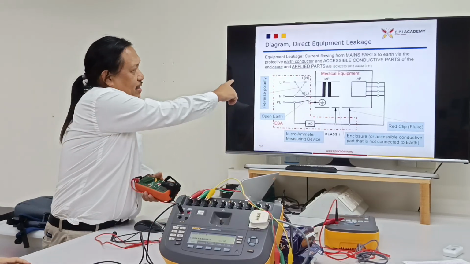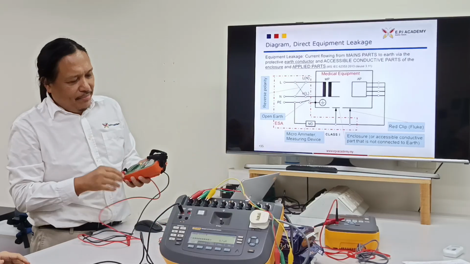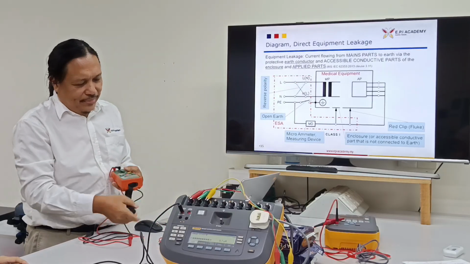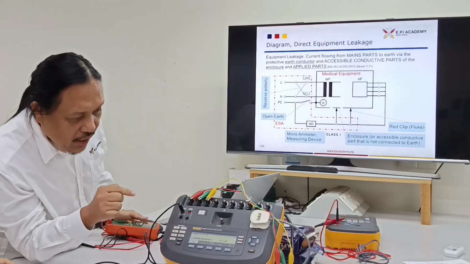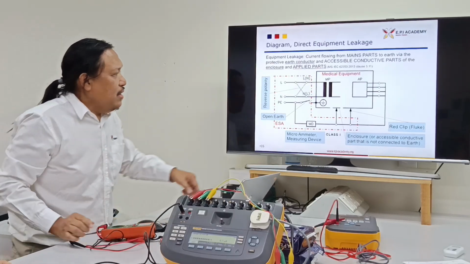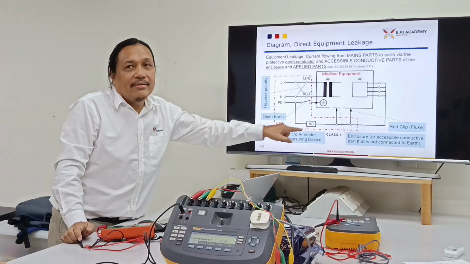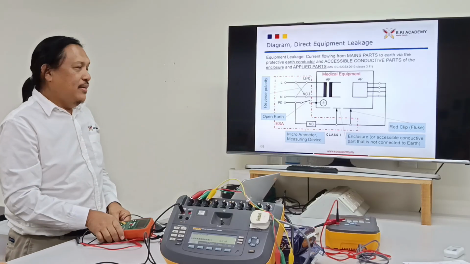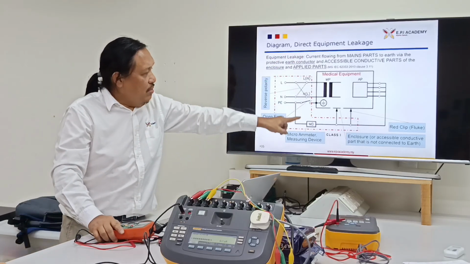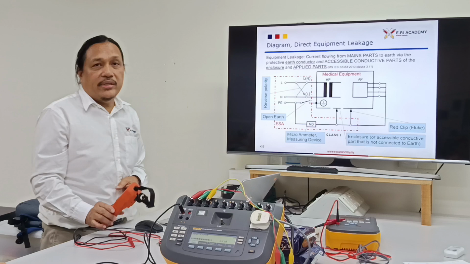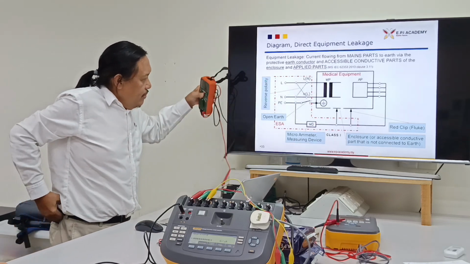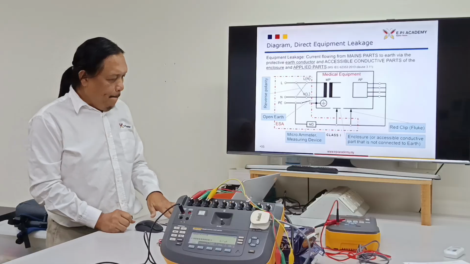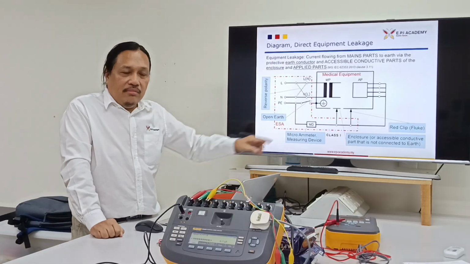But of course, this is the analyzer. That's the micro A. Press micro A, measuring leakage. Now is this one. This analyzer in the leakage mode is a micrometer. So that's direct measurement.